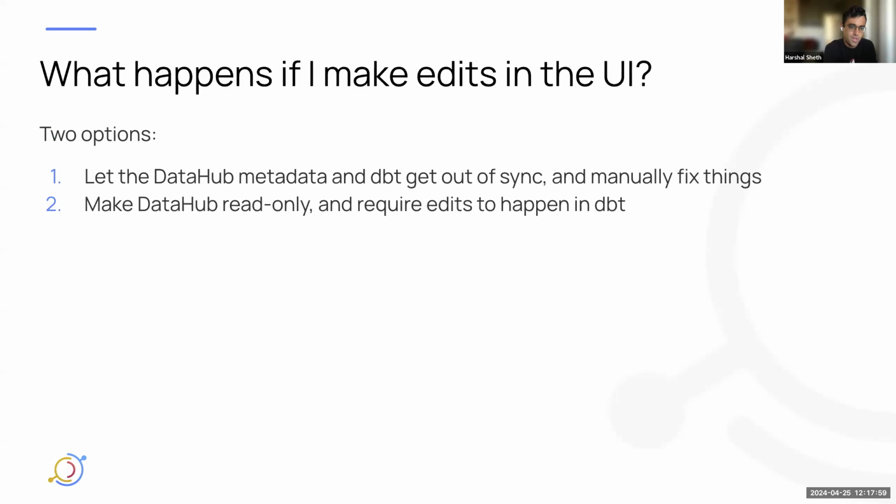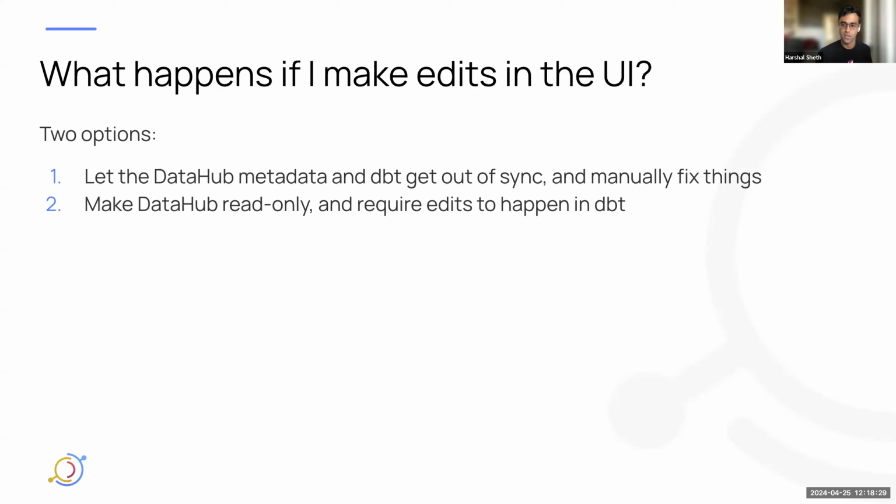So the question that we get here is, what happens if I make edits through the UI? Because now some things exist in DBT, some things exist in the catalog, and these two things are not talking to each other in a great way. DBT is pushing updates into the catalog, but any updates in the catalog won't help folks who are purely developing on DBT.